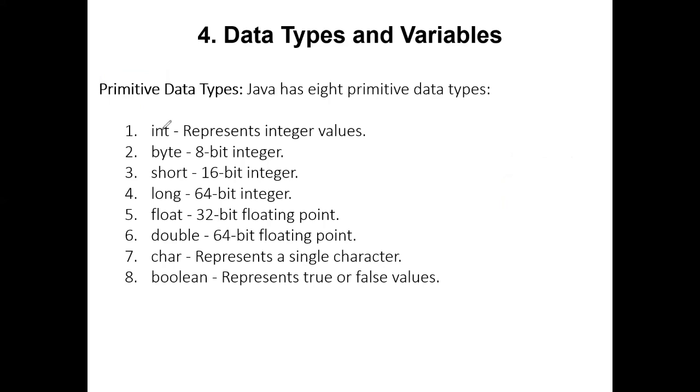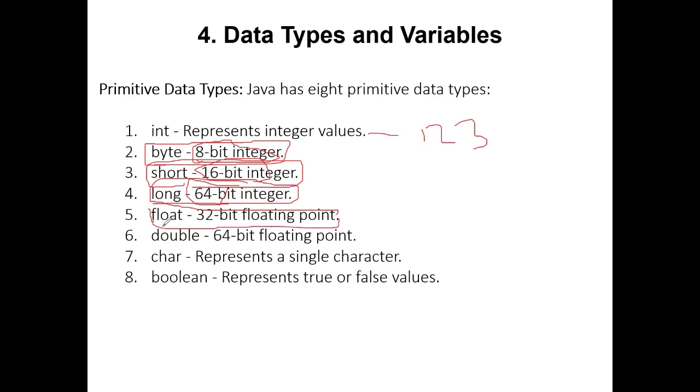Coming to the primitive data types. Integer is nothing but a value like 1, 2, 3. Byte is also an integer, but it maintains 8-bit integer values. Short is also an integer, which maintains 16-bit integer values. Long is also an integer type, which maintains 64 bits. Float maintains 32-bit floating point, and double maintains 64. Char is nothing but ABCD.